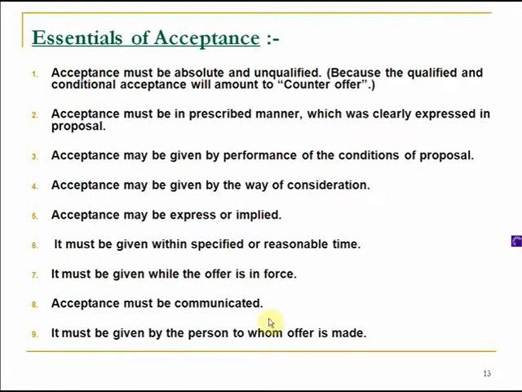A few points are here for the essentials of acceptance. Acceptance must be absolute or unqualified. It means if you are accepting the proposal in the same way, this is known as acceptance; otherwise it will be a cross offer. Secondly, acceptance must be in the prescribed manner which was clearly expressed in the proposal. If it was told by the proposer to accept it in a certain way, then the offeree has to follow the same instruction. Otherwise it will not be deemed an acceptance.